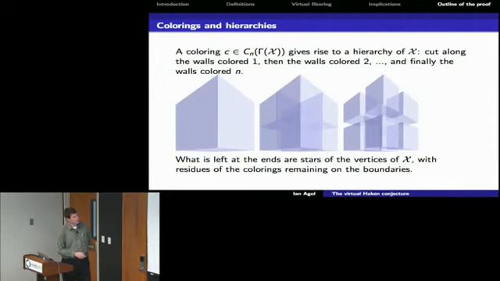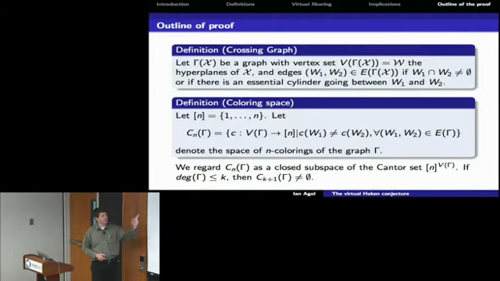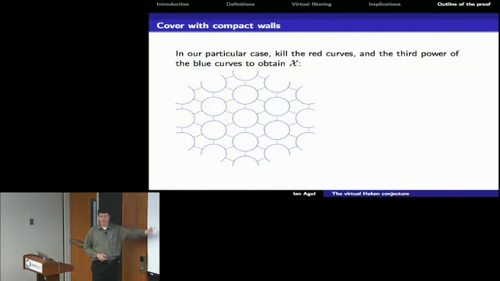So the vertices of this crossing graph correspond to hyperplanes of the cube complex. This cube complex here, I've actually colored in just two colors, red and blue. So I have a hierarchy here where I first cut along the red hyperplanes, and then I cut along the blue ones. That's a two-stage hierarchy, and what I end up with are all these hexagons.